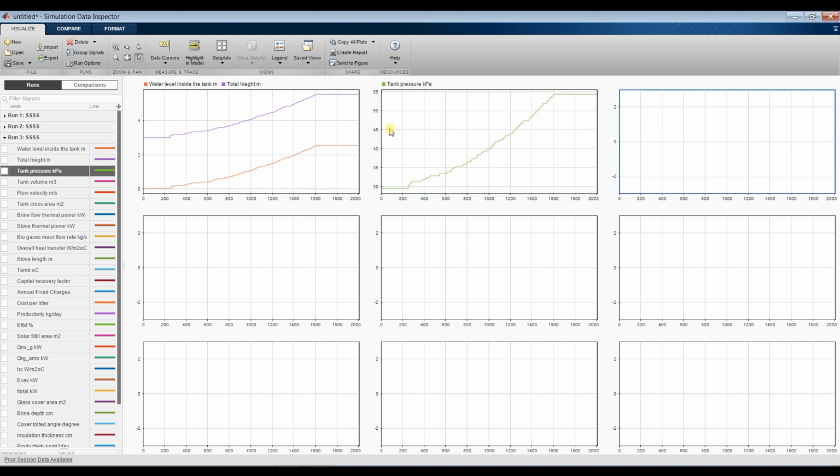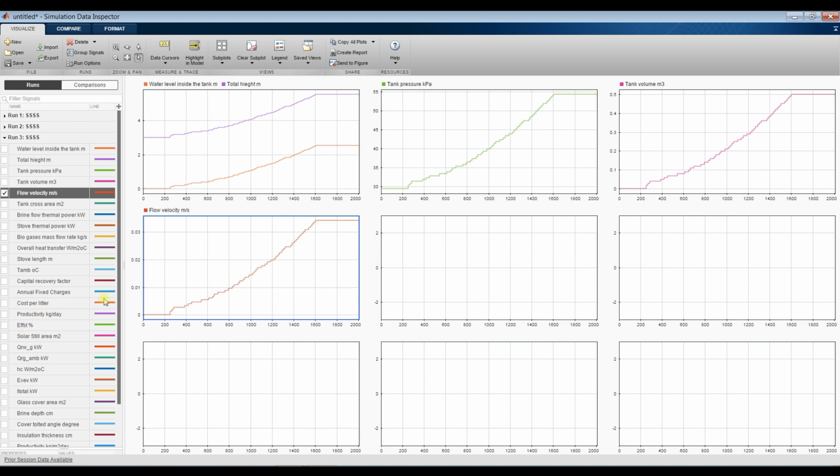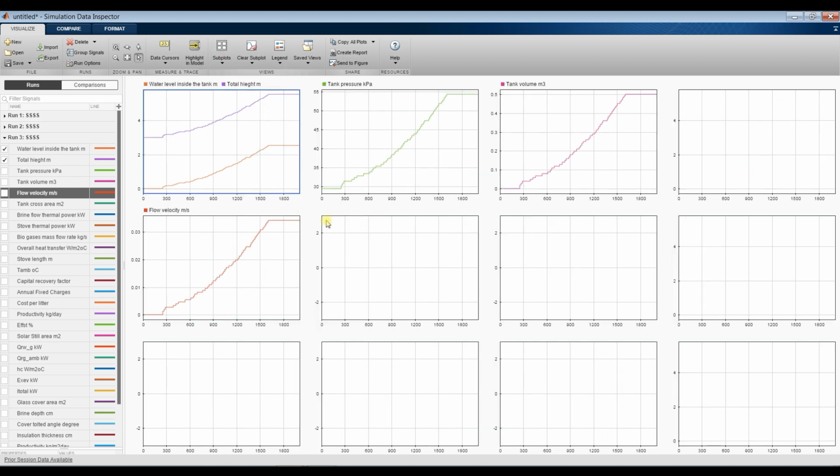Okay, so it's increased, and tank volume in cubic meters, and this is your flow velocity increasing because you increase the system productivity. And this model can be used for a plant construction. Suppose you need a larger project for solar still, not for a small amount of fresh water.